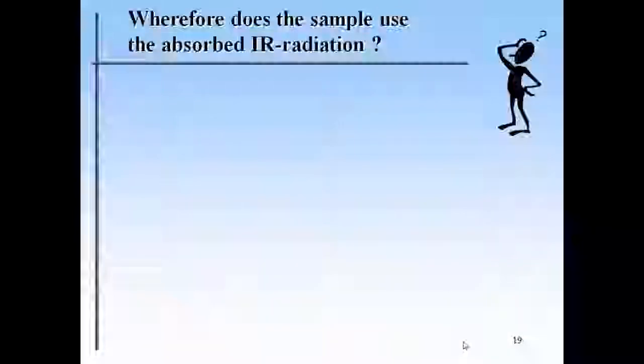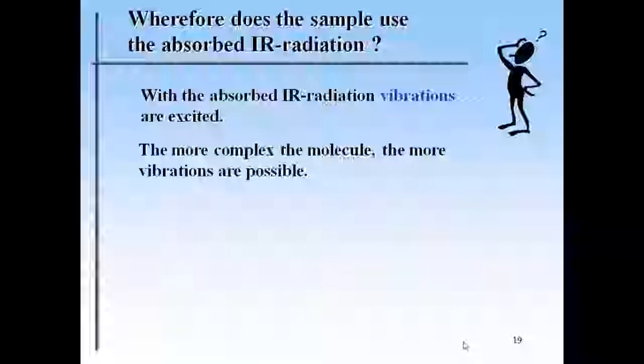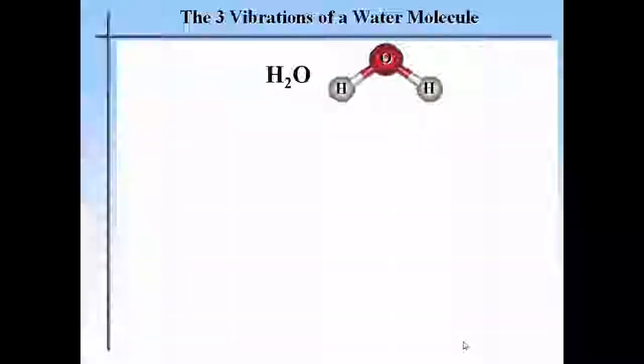So what does the sample use this absorbed energy for? It uses the absorbed infrared radiation to excite vibrations. And you can imagine, the more complex a molecule, the more vibrations are possible. A nonlinear molecule with n atoms has 3n-6 degrees of vibrational freedom. A simple example, water. 3 atoms, 3 times 3 is 9, minus 6 is 3, so we have 3 vibrations, okay?